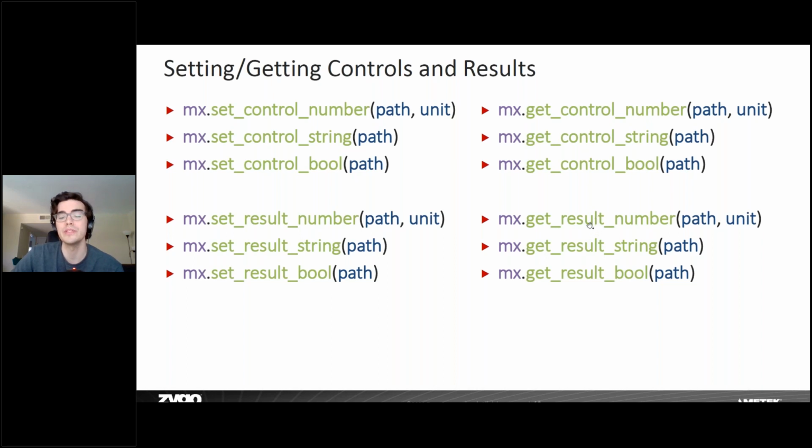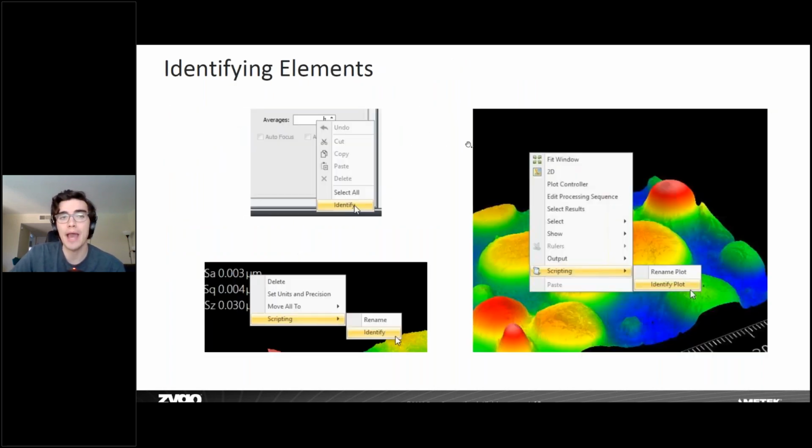So there you'd be able to pull the PV value, RMS value, or pull the number of averages, stuff like that, with these commands. You'll note then in terms of arguments, here we have a variable called a path. So paths are how MX knows what you're looking for when you say what control number you want to set or get. To get a path to an element, you right click within MX, you'll see a variety of these dropdowns. And if it has something like identify or scripting, then identify a plot, stuff like that. When you click that, it'll open a window to allow you to copy the path to the clipboard, and then you can go ahead and paste that into your script. We'll go over how to do that in our custom application setup.